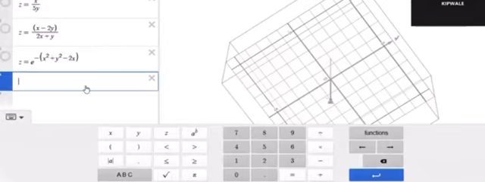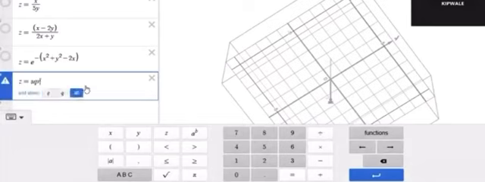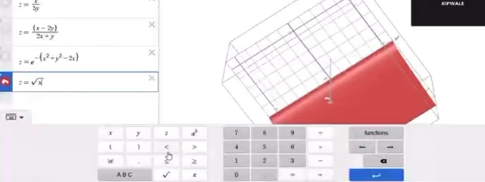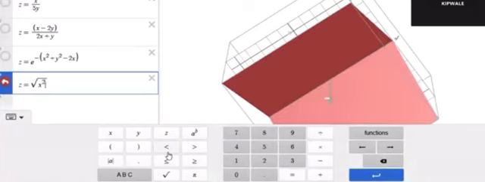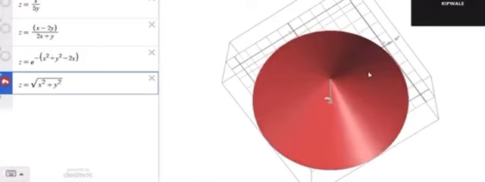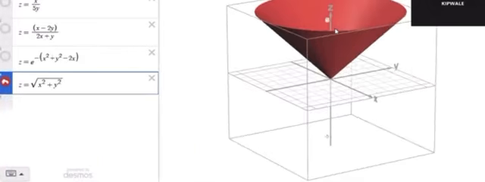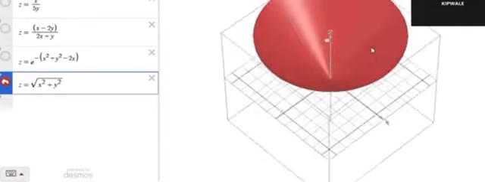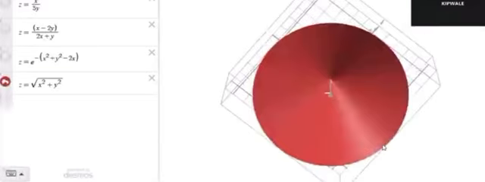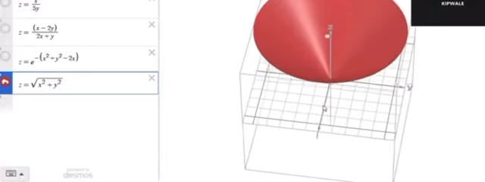Okay, so let me plot that. It was z equals the square root of x squared plus y squared. Is this the region here? So it's really the volume of a cone with radius 1. You can see it here.